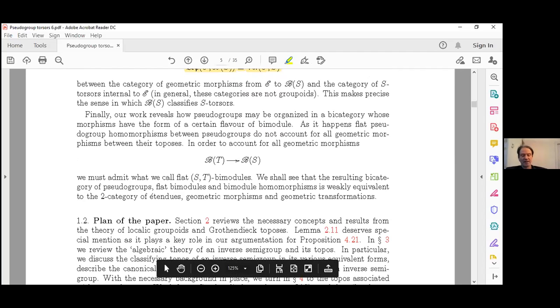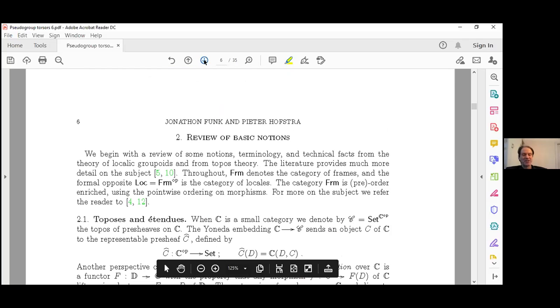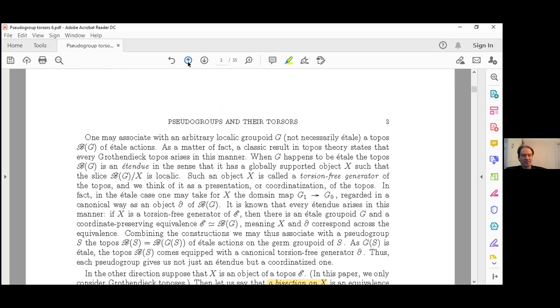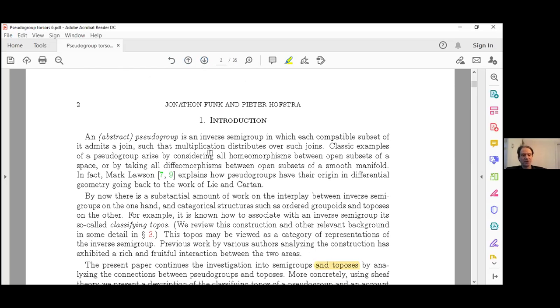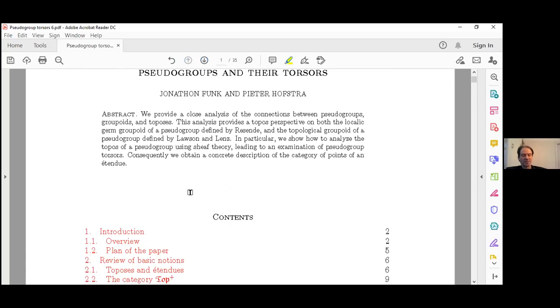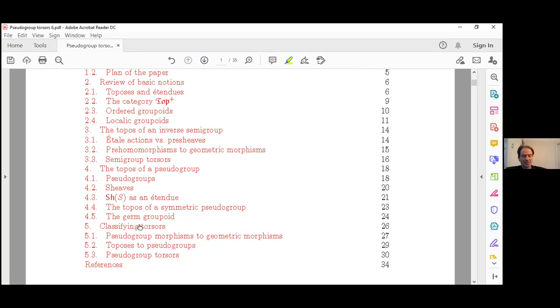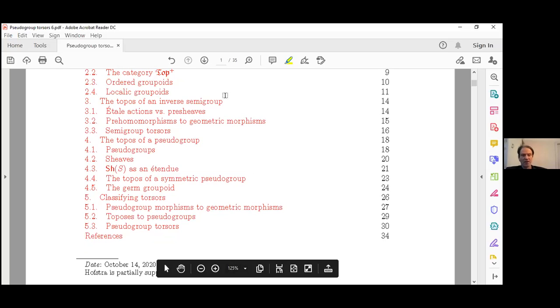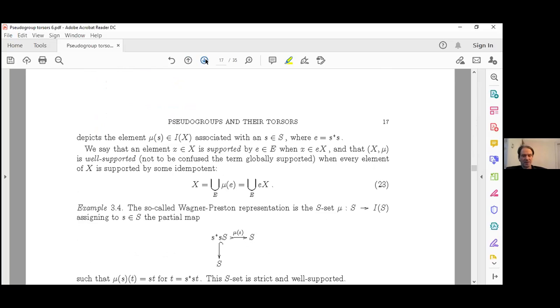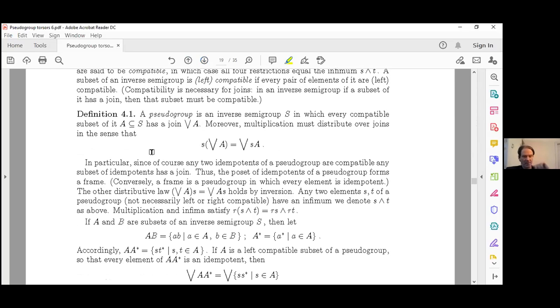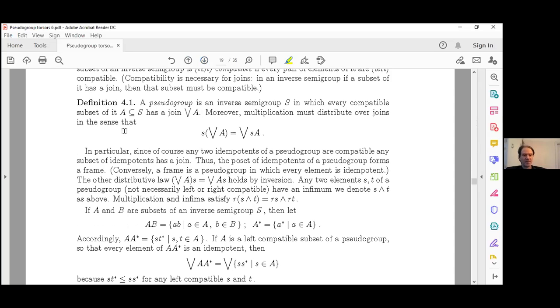So that's an overview of the paper. I've gone on now for a while. I can get into the details. Of course, I don't have a lot of time. So I think what I'll do is say at least what is a torsor for a pseudogroup. So I'll have to go to that section. If I can remember where it is. It's not working for me. Oh, I'll just page down, I guess. Actually, here's a formal definition of a pseudogroup. Right here.